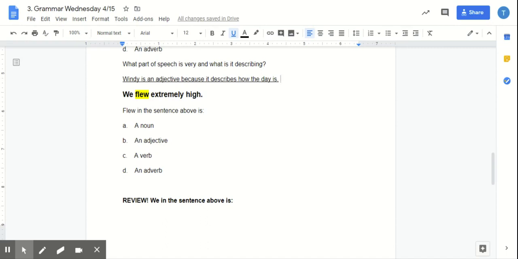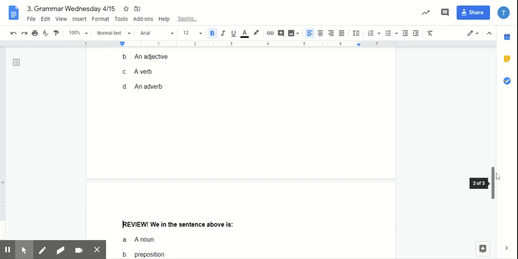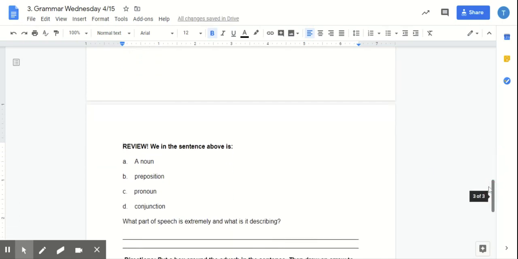We flew extremely high. Flew in the sentence above is A, a noun, B, an adjective, C, a verb, or D, an adverb. What do you guys think? Yes, it is a verb. So a verb is something that you do. Okay? So in the sentence, we have we as the pronoun. We have a verb, which is something that they're doing, which is flew, and then extremely high is where they went. All right? So, in the sentence below, we are going to use the previous sentence to help us describe what's going on.